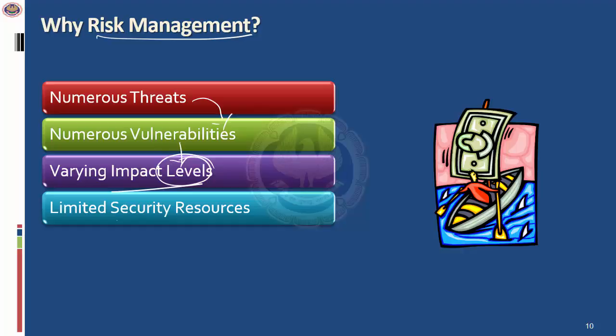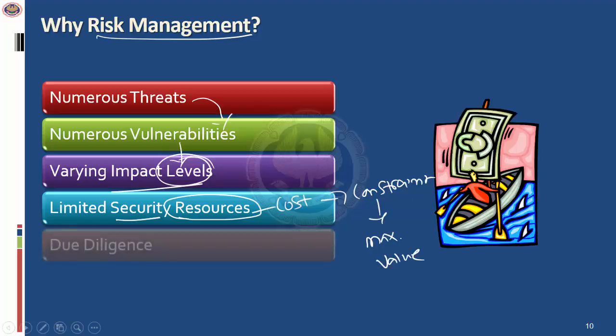You know that security has to be implemented. For implementing security, you need to deploy resources, and resources come with a cost. And cost always has a constraint. Cost always has a budget. So you need to ensure that you're able to get maximum value from the investment in security. And you also need to do due diligence, which means when you implement security, it is from the perspective of ensuring the regulatory requirements also.